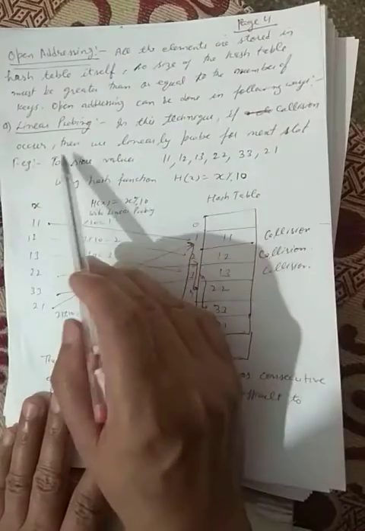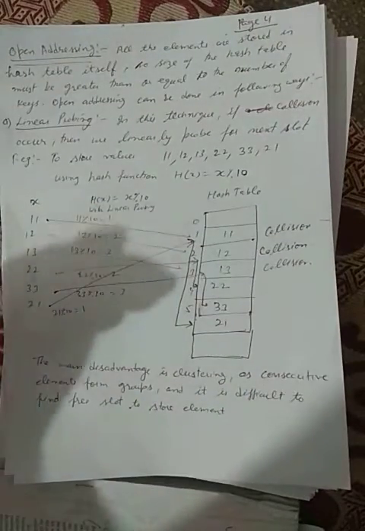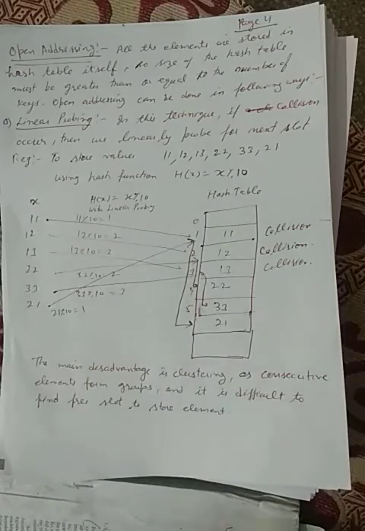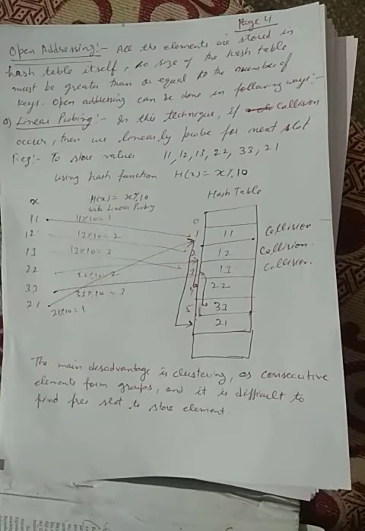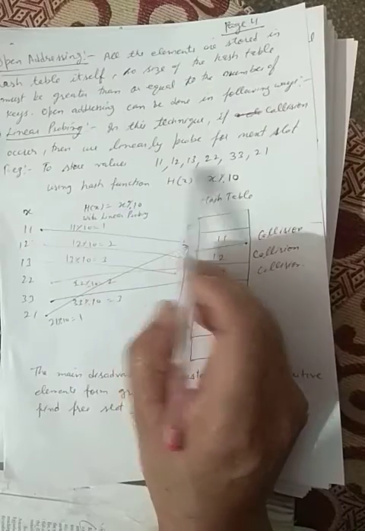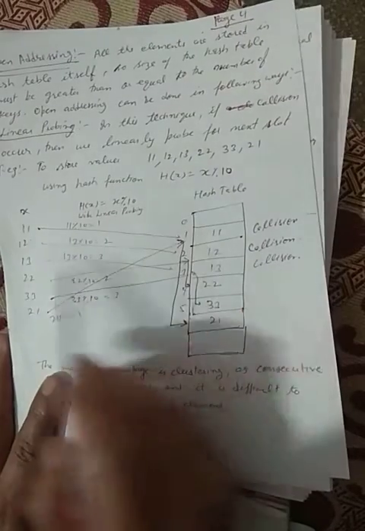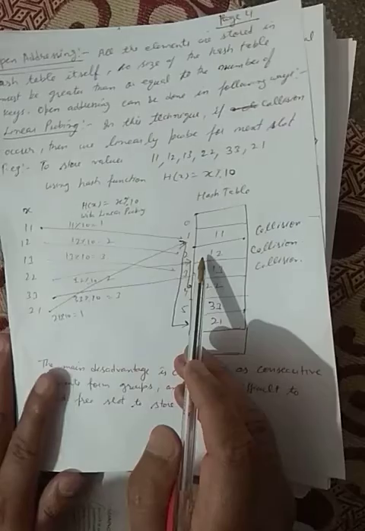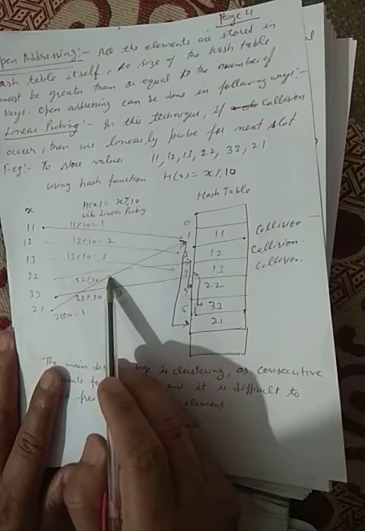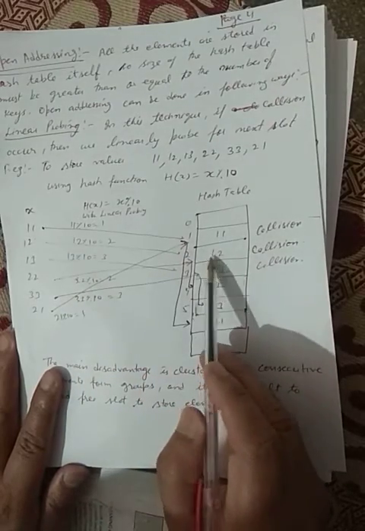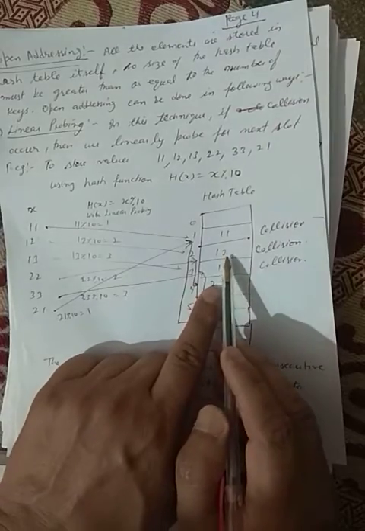In this technique, if a collision occurs, then we linearly probe for the next slot. If two values are coming to the same slot, then we will linearly probe the table and store that value in the next available slot. For example, we want to store these values by using this hash function. 11 will be stored at location 1, 12 at location 2, then 13 at location 3. Then 22 modulo 10 is 2. It was going to be stored at location 2, and location 2 already contains an element, so there is a collision. So we will find the next empty slot.